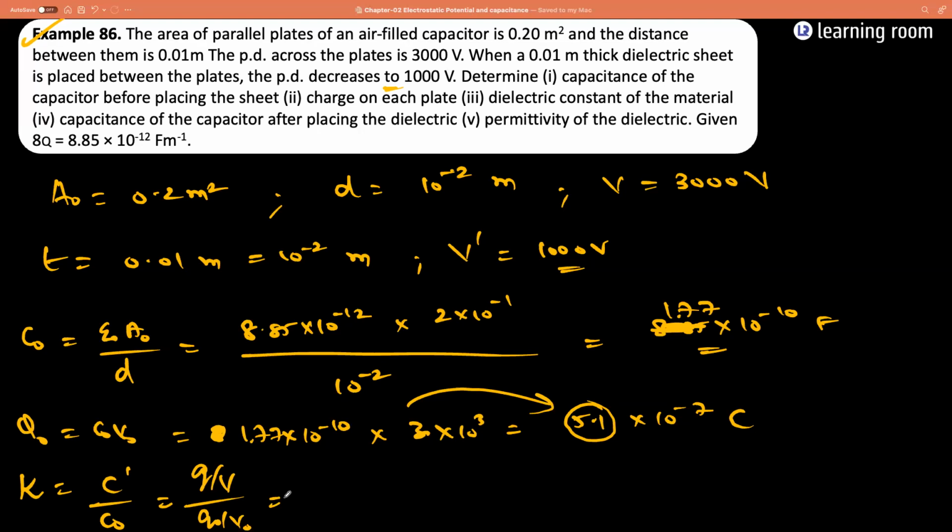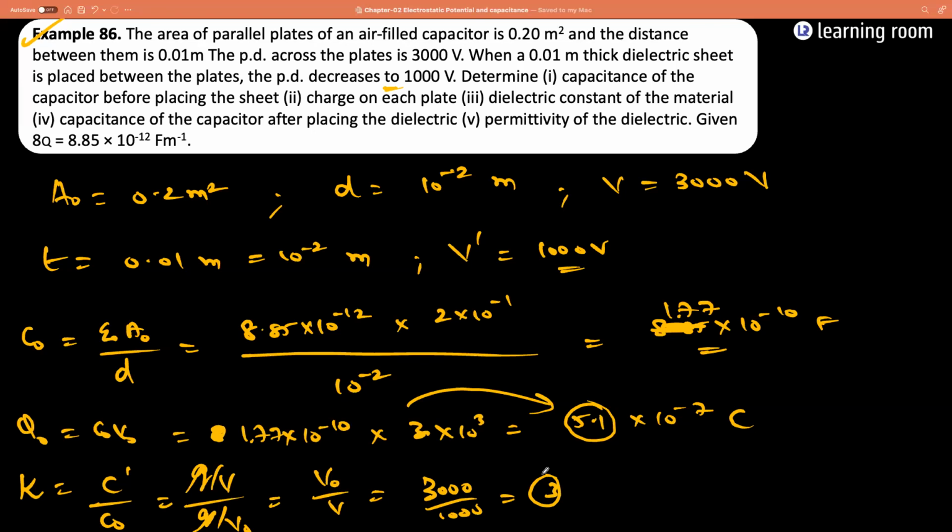Now, when the dielectric is placed, when the battery is disconnected, what will happen to the charges? When the battery is disconnected, they remain the same. So I can write Q divided by V naught, and Q and Q will get cancelled. Answer will be V naught by V. So what is the value of V naught? 3000 divided by the final potential, which is 1000. So it will be 3. So the dielectric constant is 3.